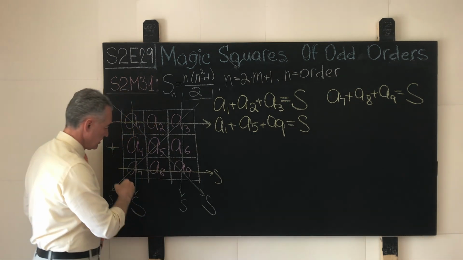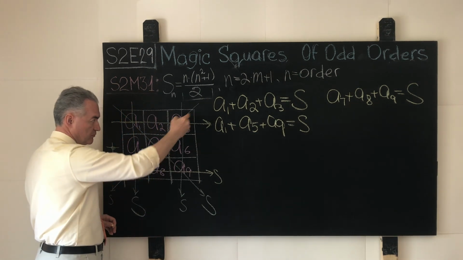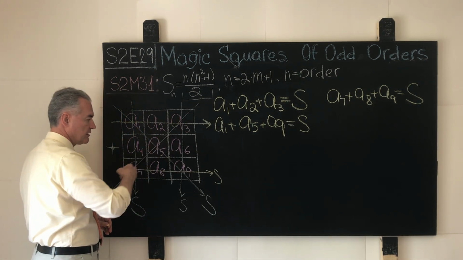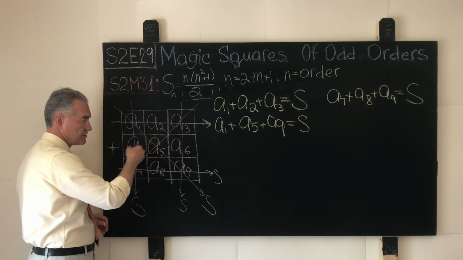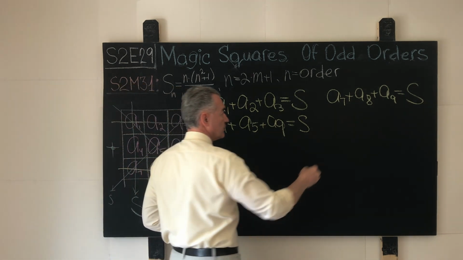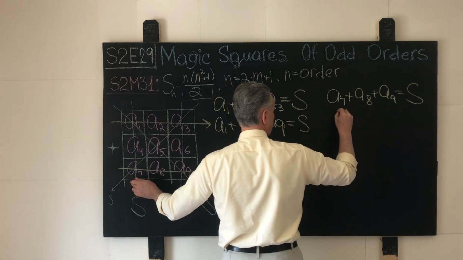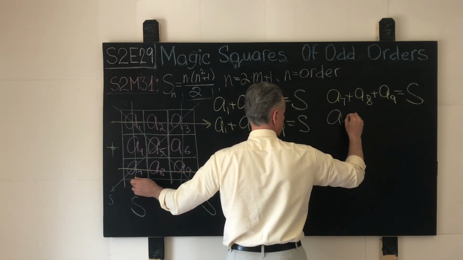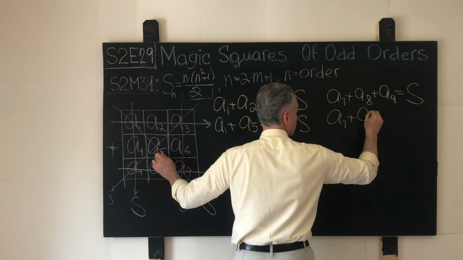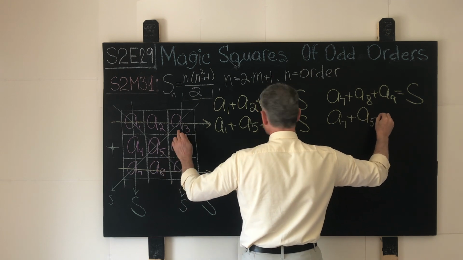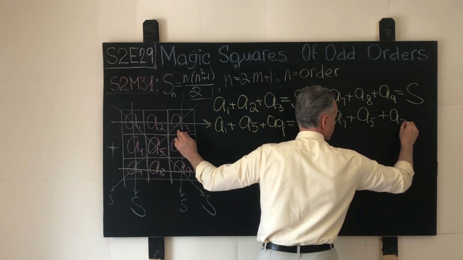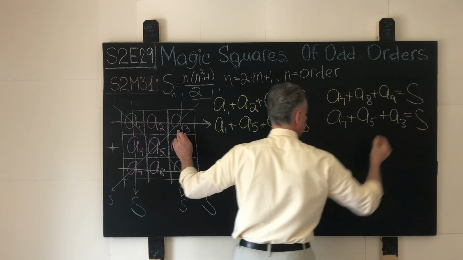And again, we can sum the numbers along the second diagonal. Numbers commute under addition. It doesn't matter which way we write it. We can write it down actually this way, a7, so it's easier for us to see: a7 plus a5 plus a3 is the sum S.